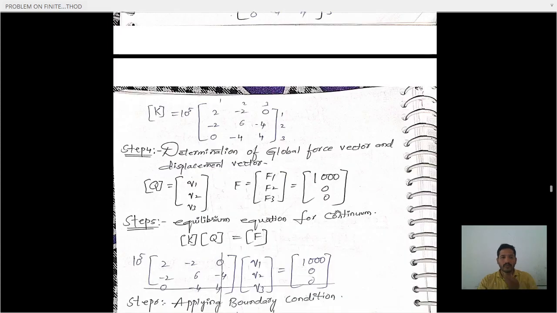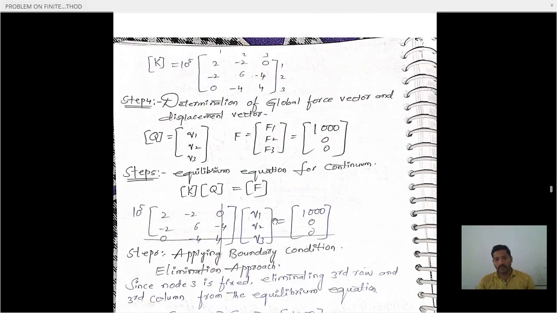Third node to the second node is minus 4. Third node to the third node is 4. Again, 10 power of 5 as it is. The matrix is 2, minus 2, 0; minus 2, 6, minus 4; 0, minus 4, 4. The rows and columns correspond to the first node, second node, and third node. So this K represents the global stiffness matrix we found.